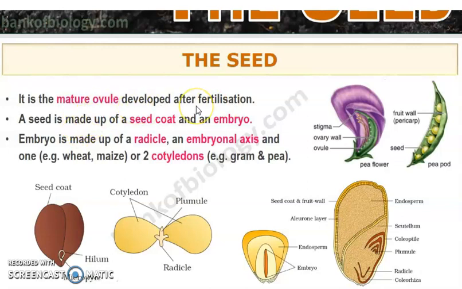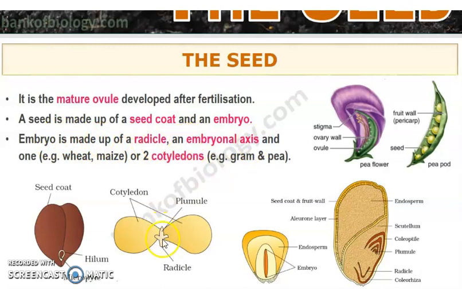So it is the mature ovule developed after fertilization, and a seed is made up of a seed coat and an embryo. What is the seed made up of? It is made up of a seed coat and an embryo inside it. Now the embryo is made up of 3 structures: the radicle, the embryonal axis, and the cotyledon. The radicle is the first part which comes out from the seed. While germinating, the radicle gives rise to the root. So the embryo will contain the radicle and the embryonal axis.